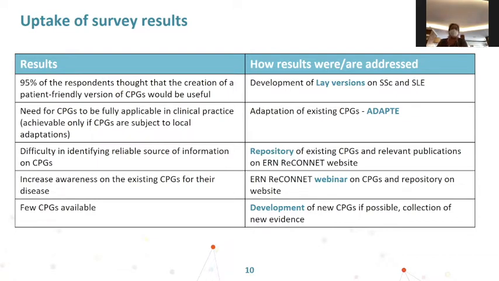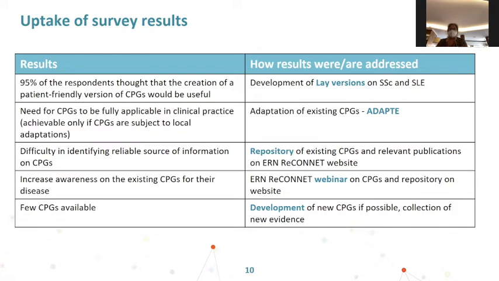We saw that we need clinical practice guidelines to be applicable in daily clinical practice. That's why we started the adaptive process. So we need the CPGs to work in real life in different countries. So through the adaptive process, we can really consider the social and economic environment of single nations. At the same time, we found difficulty in identifying reliable sources of information on CPGs.